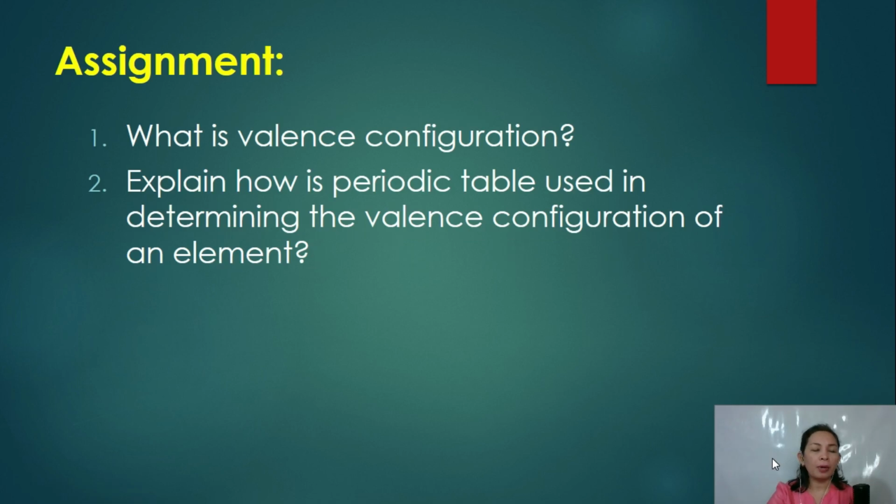For your assignment, I want you to answer these 2 questions. Number 1, what is valence configuration? And number 2, explain how the periodic table is used in determining the valence configuration of an element. If you also have your old periodic table, kindly bring that, or kindly use that in our next video lesson.